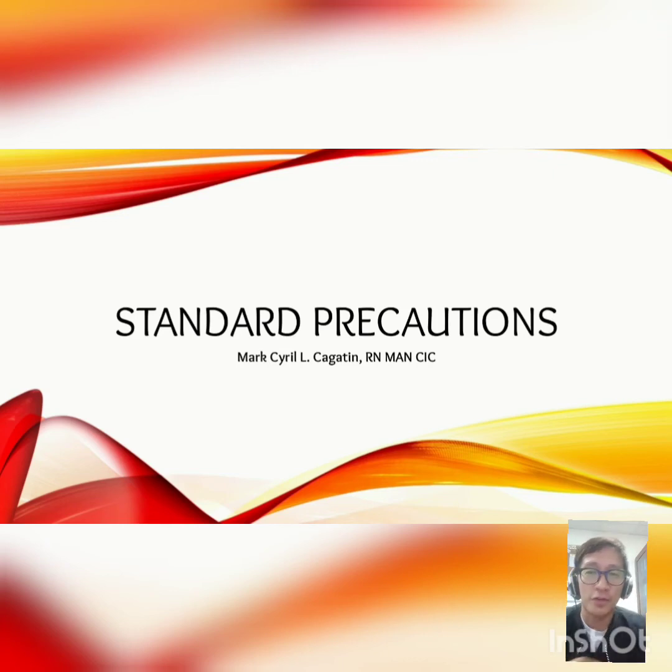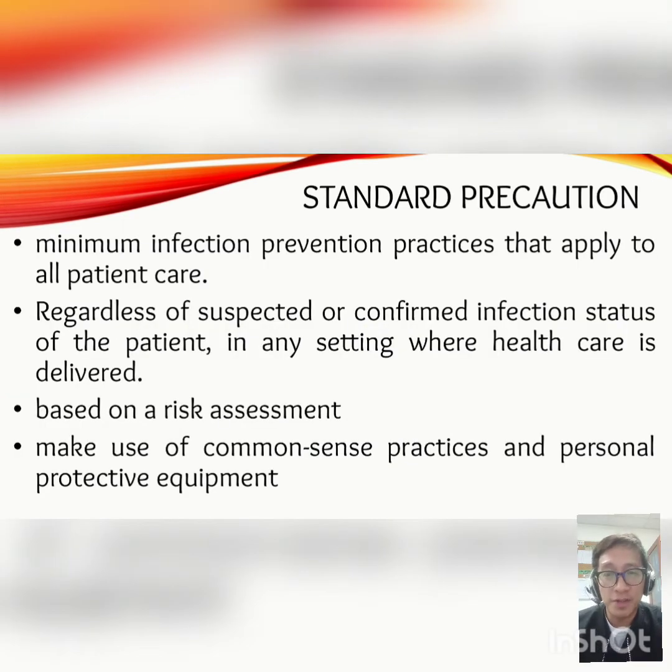Good day, everyone. For today's week, we are going to discuss the first tier of our infection control precaution, which is standard precaution. When we talk about standard precaution, this is previously known as your universal precaution. Your standard precaution, these are minimum infection prevention practices that apply to all patient care, regardless of suspected or confirmed infection status of the patient, in any setting where healthcare is delivered. You need to apply your standard precaution.